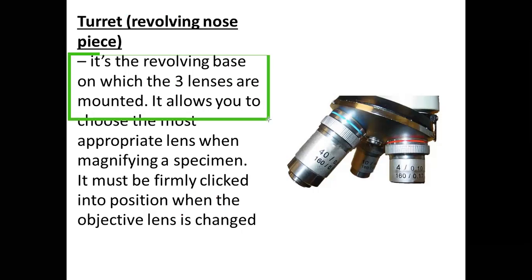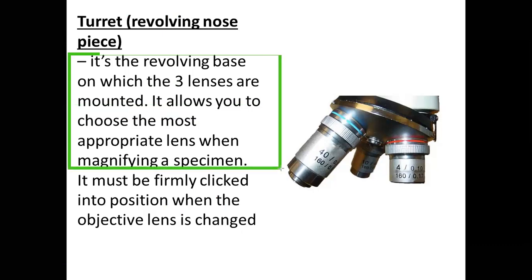One of the biggest challenges is that as you move from low power to medium power, and you rotate this part, most students give up very easily. Remember, when you are switching from one objective lens to another, unless it clicks into position and you even hear that clicking sound, you may end up focusing on the wrong thing. Our lenses may not be aligned correctly.